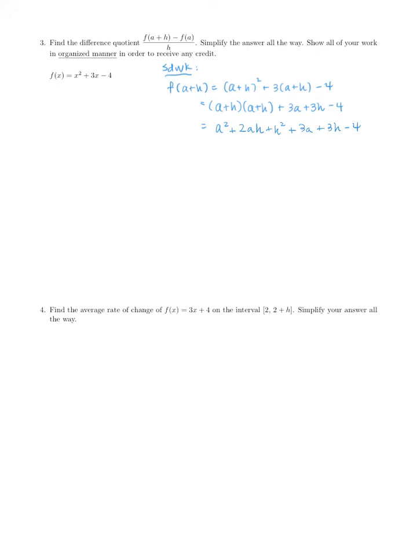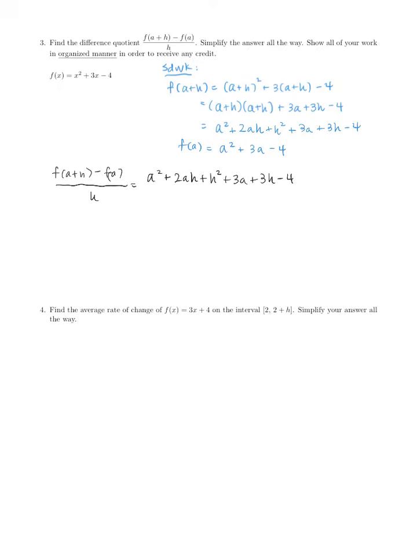Okay. And then our f of a is just going to be what? A squared plus 3a minus 4. Okay, so now we're going to put this together in the difference quotient formula. So what we're going to get is f of a plus h minus f of a, whole thing divided by h. So this is going to equal a squared plus 2ah plus h squared plus 3a plus 3h and then minus 4.